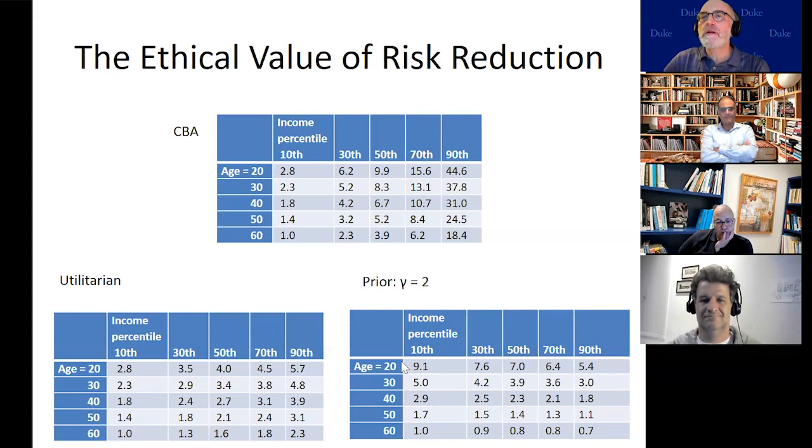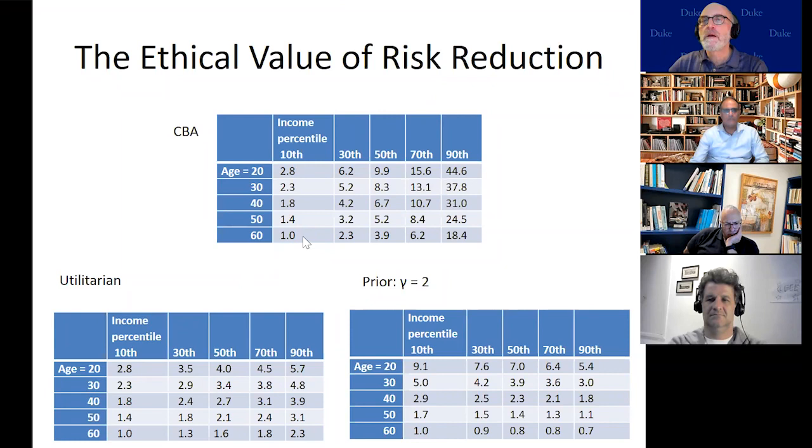Prioritarianism, because it gives priority to the worse off, including those at lower income, actually gives priority to the poor. So while the numbers for utilitarianism go up as we increase income, holding constant age, the numbers for prioritarianism with this moderate degree of priority for the worse off actually go down. So prioritarianism kind of neutralizes the utilitarian preference for the rich. I think that's a nice thing. The other thing is to see the contrast with cost-benefit. Cost-benefit is like utilitarianism in giving preference in terms of risk reduction for the rich.